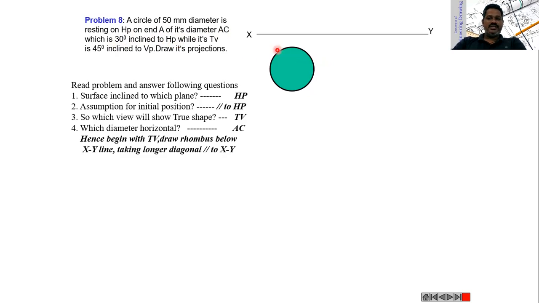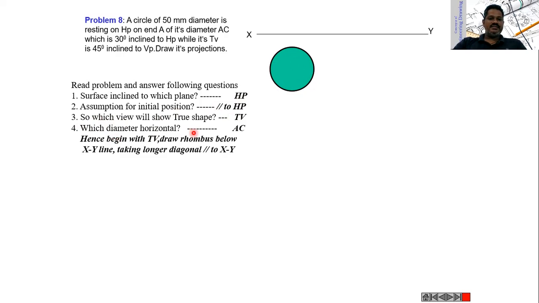So this circular surface is at an angle of 30 degrees to HP, while its top view is 45 degrees inclined to VP. So in the first step, we have to assume that the surface is parallel to HP, because the surface is making an angle of 30 degrees with HP. So we need to assume that the surface is parallel to HP. This is the initial position, and draw the true shape first. The top view will be the true shape.